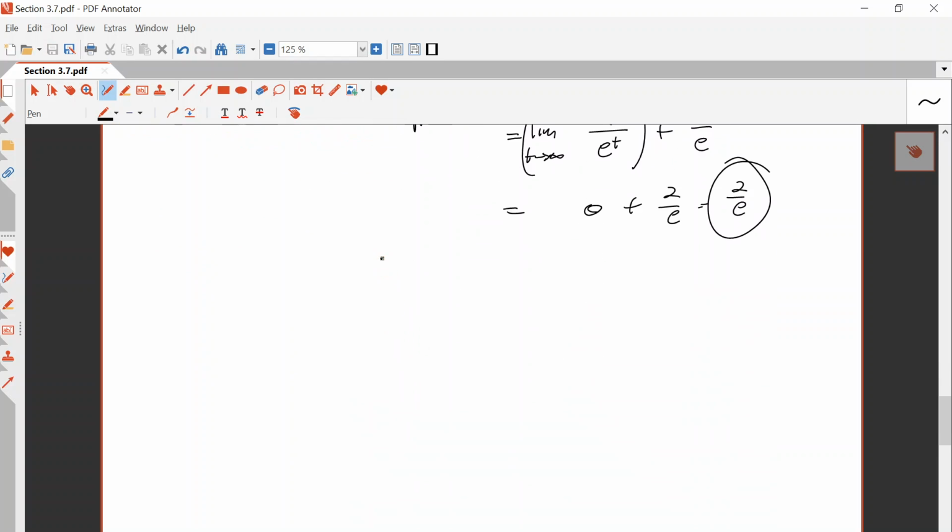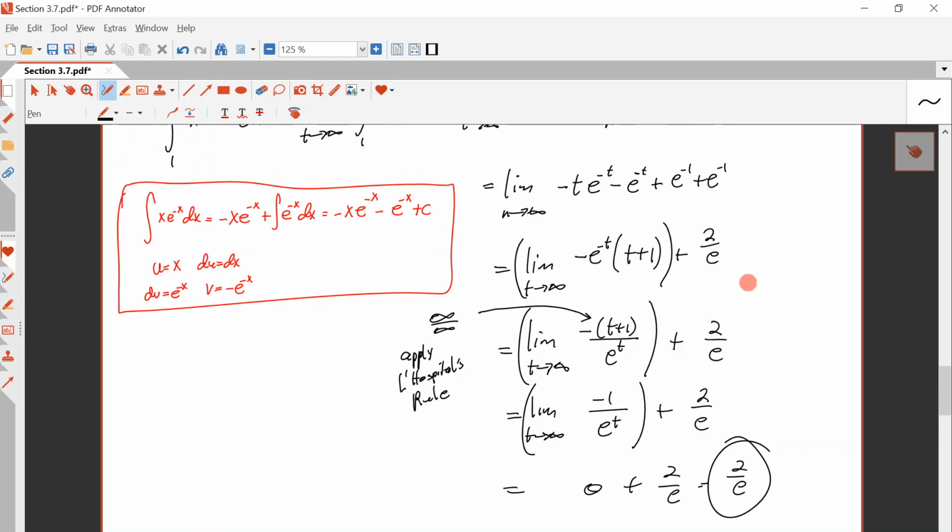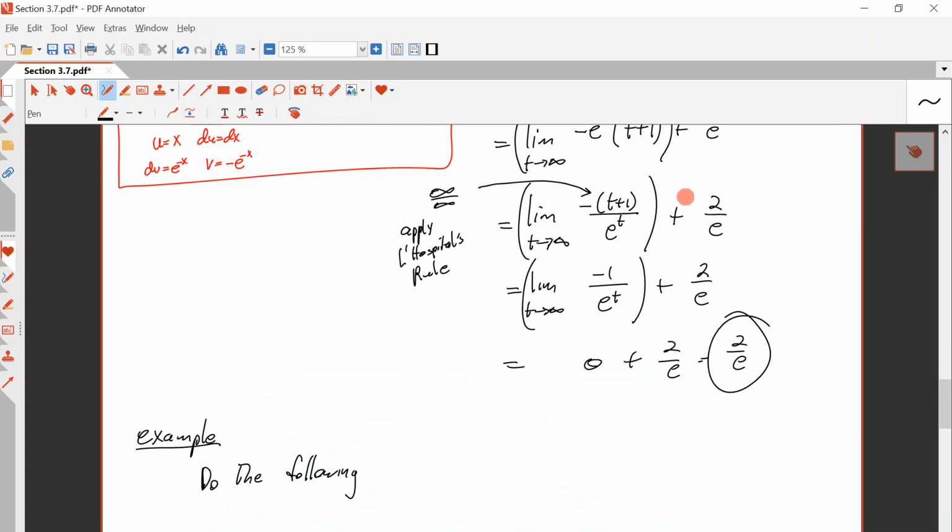Another example. I'm not actually going to do the calculation here, but I'm just going to write it down. You can check this on your own. Do the following as an exercise. Oh, I should say, the integral here converges.